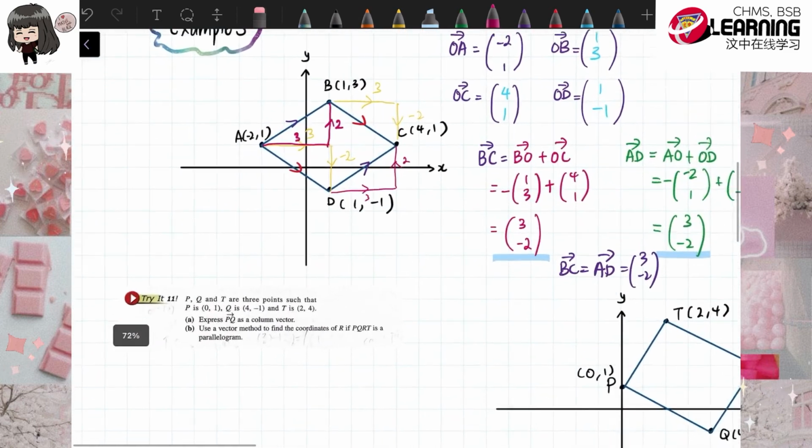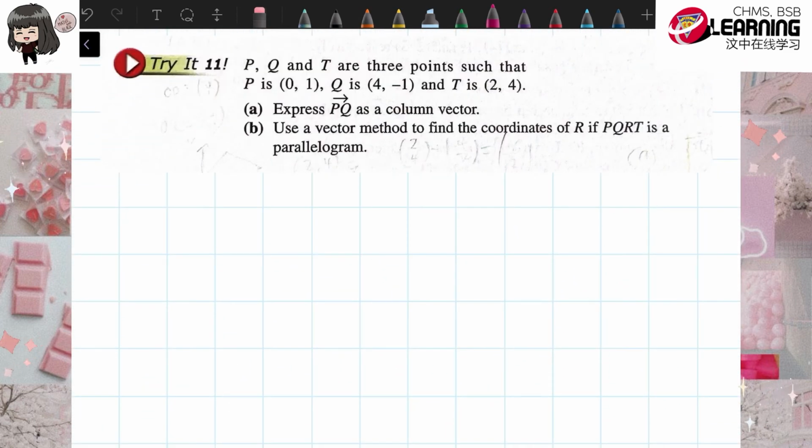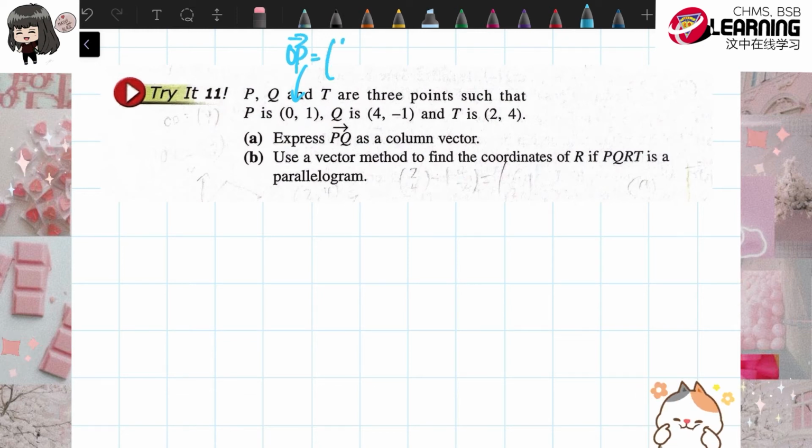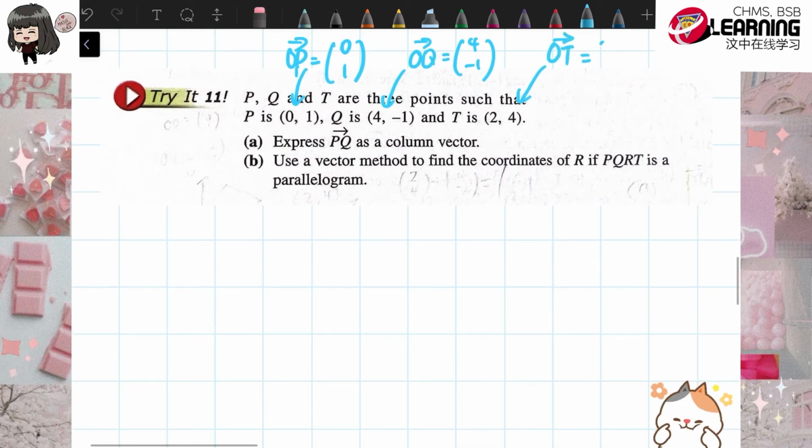Let's go to try it. Let's look at try 11. You are not given any diagram, no diagram here. P, Q, and T are 3 points such that the position vector of P is 0, 1, and your position vector of Q is OQ, which is 4, negative 1, and your position vector of T is 2, 4. Okay, this is your position vector. Express PQ as a column vector.